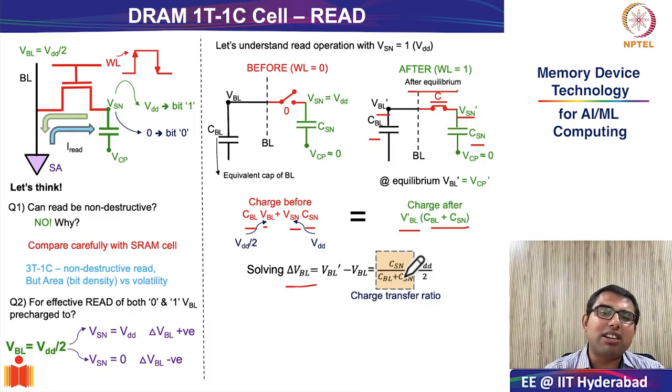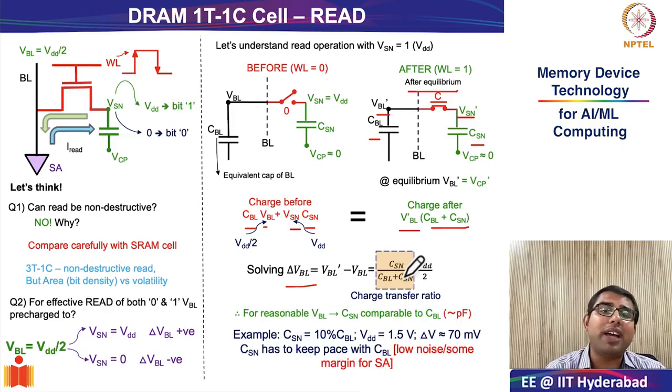Why is it called the charge transfer ratio? The ratio of CSN divided by the total capacitance of this system tells you the amount of charge that will actually flow from the bit line capacitance to the storage node. Okay, so this charge transfer ratio is very, very essential, for a particular reason.